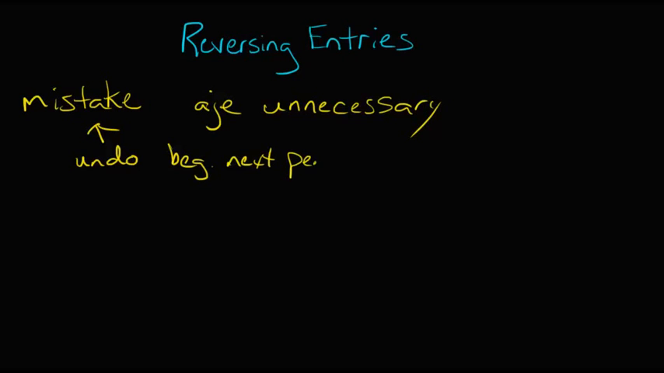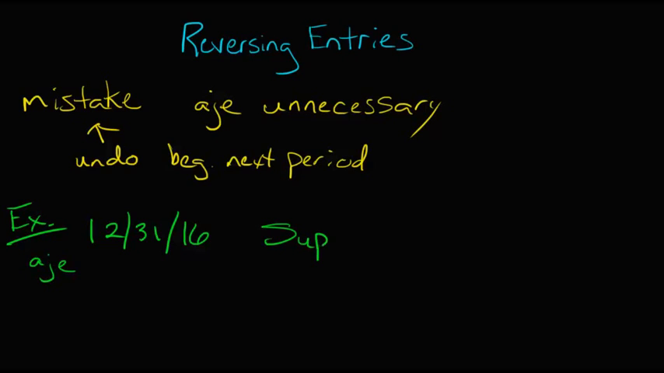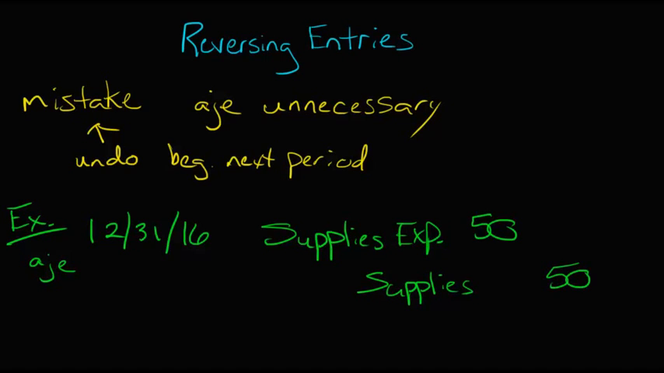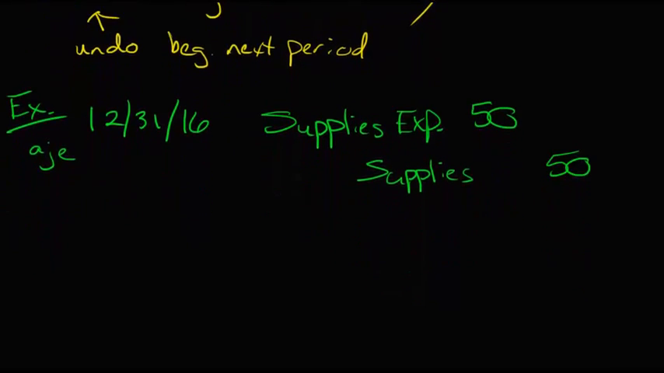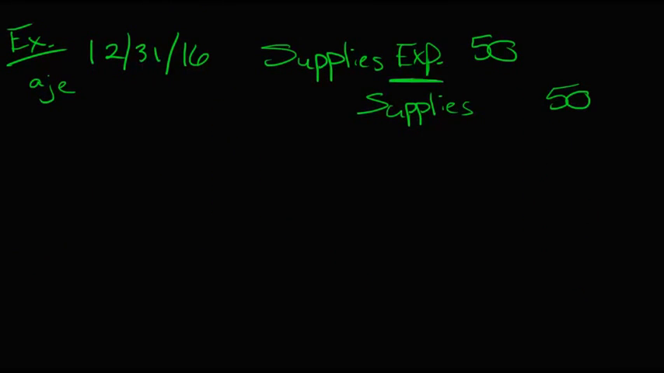Okay, so I'm just going to show you, it's really easy to reverse a journal entry. Let's say that we've got this example where on December 31st, 2016, you made an adjusting journal entry to reflect the supplies expense. You thought you had supplies expense of 50, and then you reduced supplies by 50. So let's say you did a count of the supplies, and you thought, hey, we were missing $50 of supplies. I guess we used it up. I guess we had a supplies expense of 50, and you recorded this adjusting journal entry to reflect that.